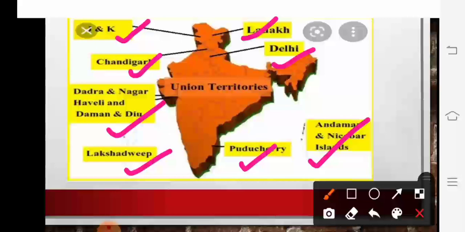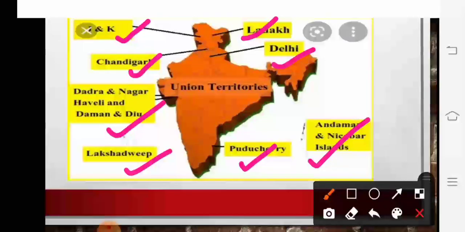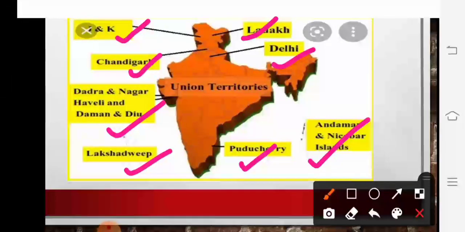And along with this children, another question is there that you have to answer: what are the capital cities of these union territories. Okay, so this is your today's homework. Okay children, so I hope up to here the concept is clear and I hope the homework is also understood by you and you are going to send the homework. Okay.